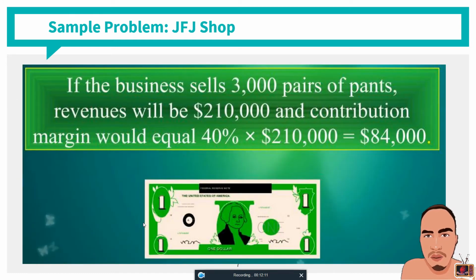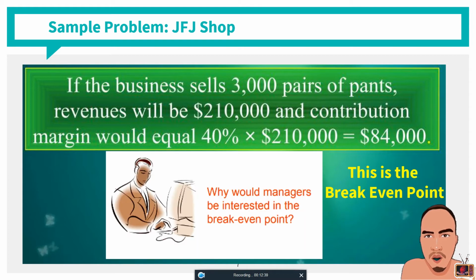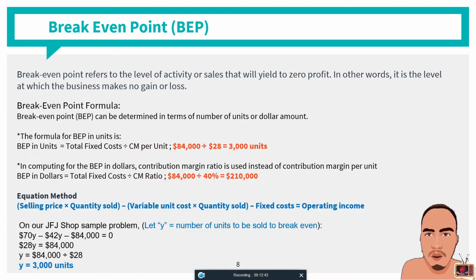Then with this, what if the business sells 3,000 pairs of pants? Then revenues will be $210,000, and contribution margin would equal 40% times $210,000. It equals $84,000. So this is the break-even point. Next question is, why would managers be interested in the break-even point?